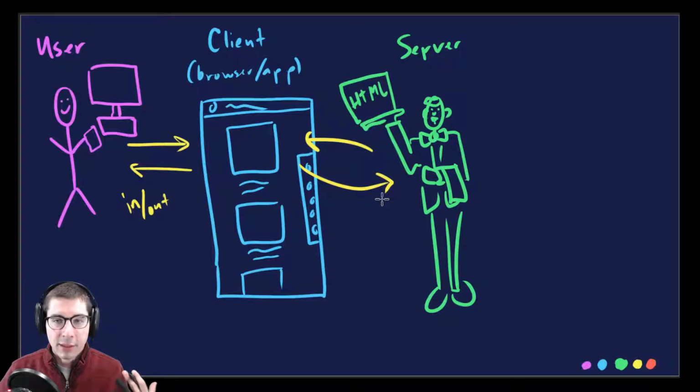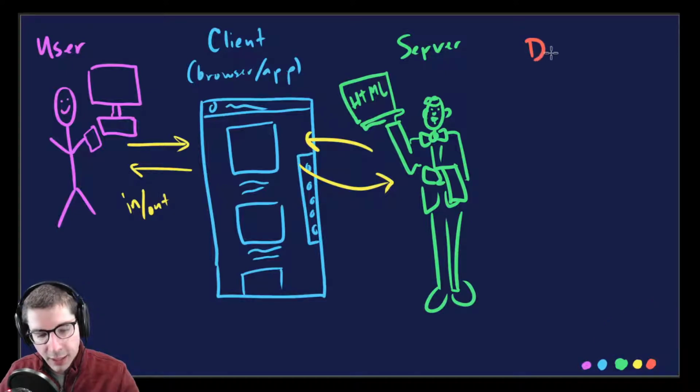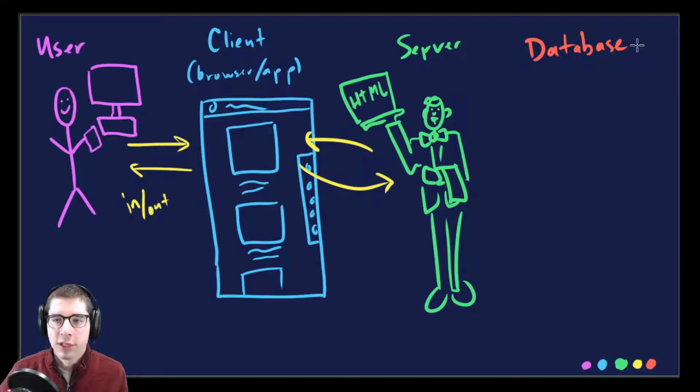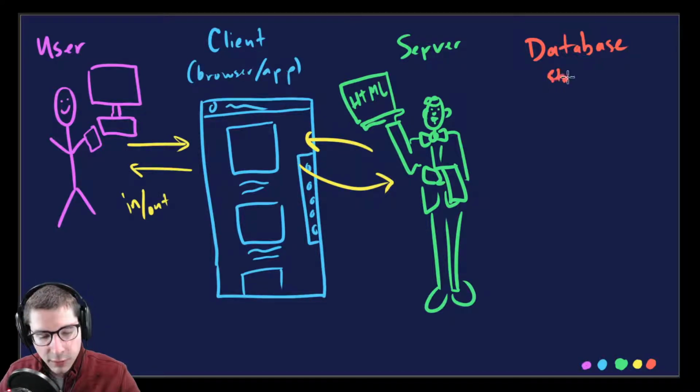Now, how does the server know what to display or what to give back to our client? That comes down usually to the kind of information that the website stores. It's going to store information in a database. Stores info.